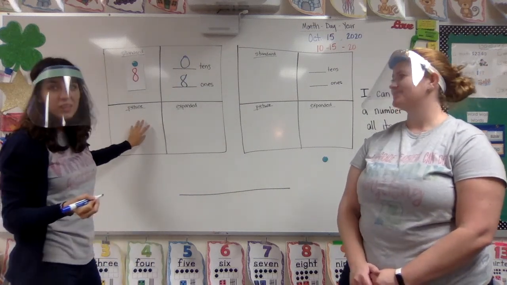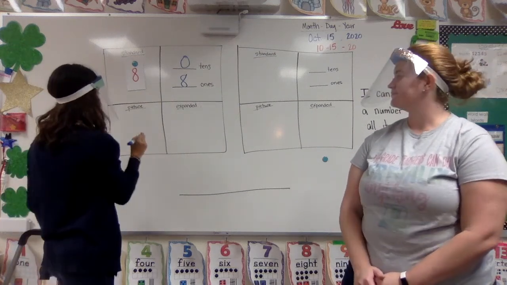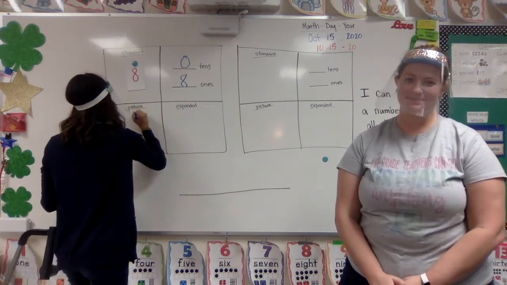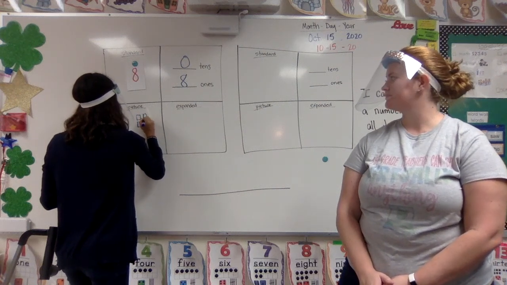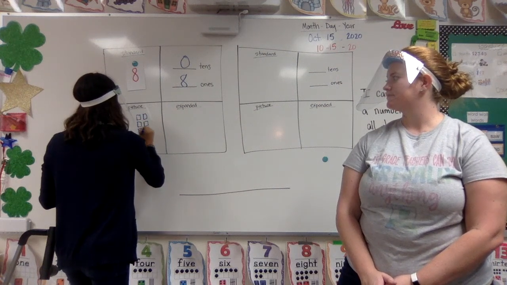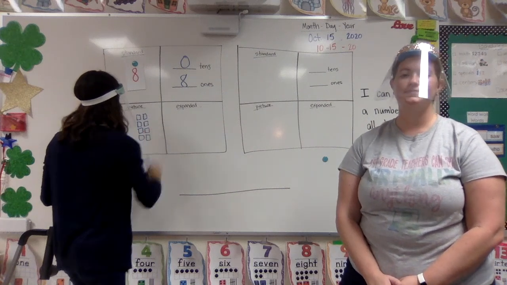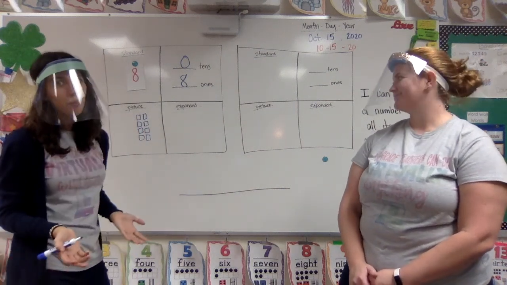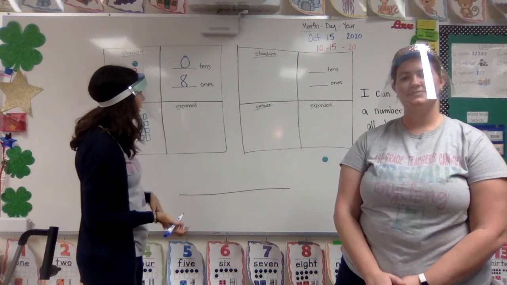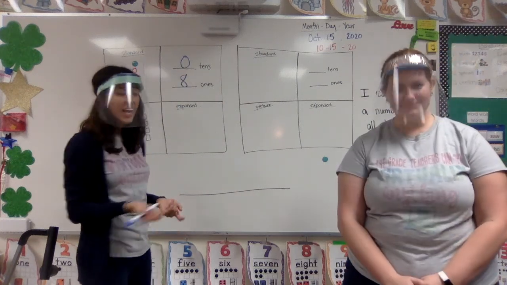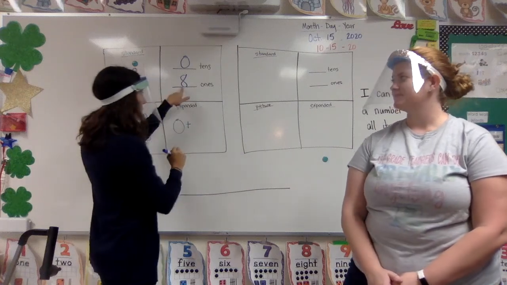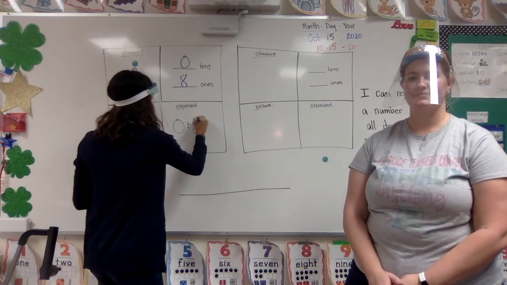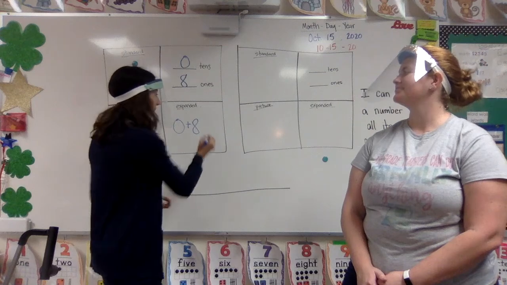So if I was building this with base 10 blocks or drawing a picture of it, I would have to draw 8 one squares. So I'm going to draw 4 and 4. And if I was subitizing this, I would know 4 and 4 was 8. And then for expanded form, since I have 0 tens, I would have 0 plus my ones, and I have 8 ones, and that would equal 8.